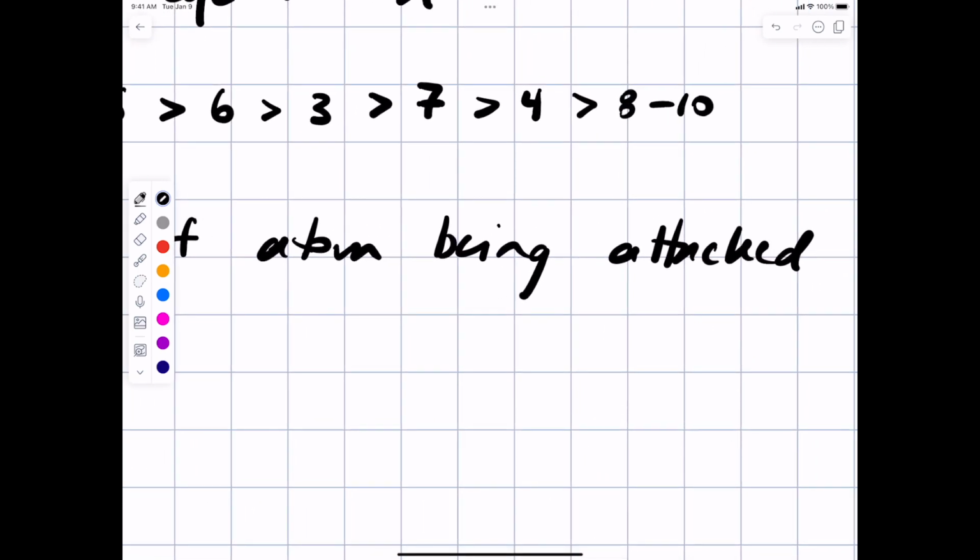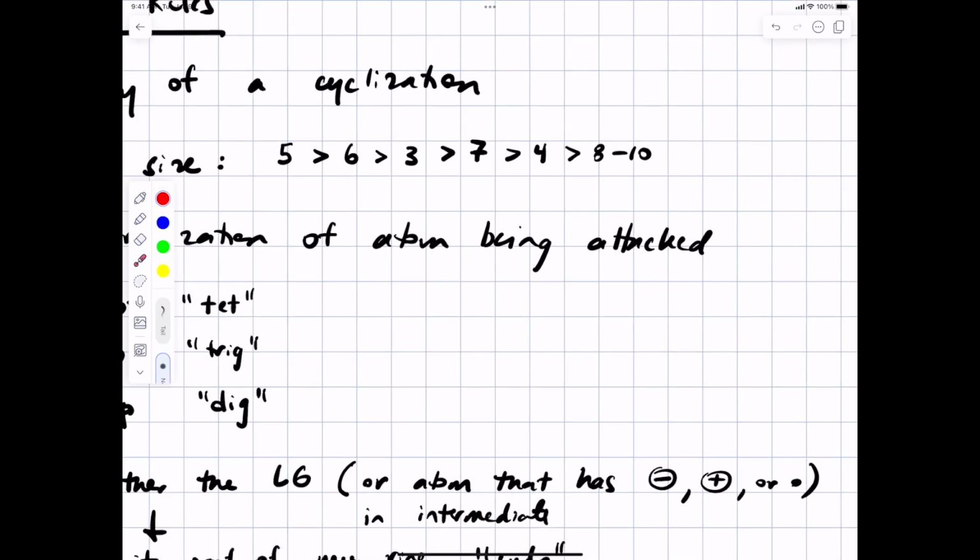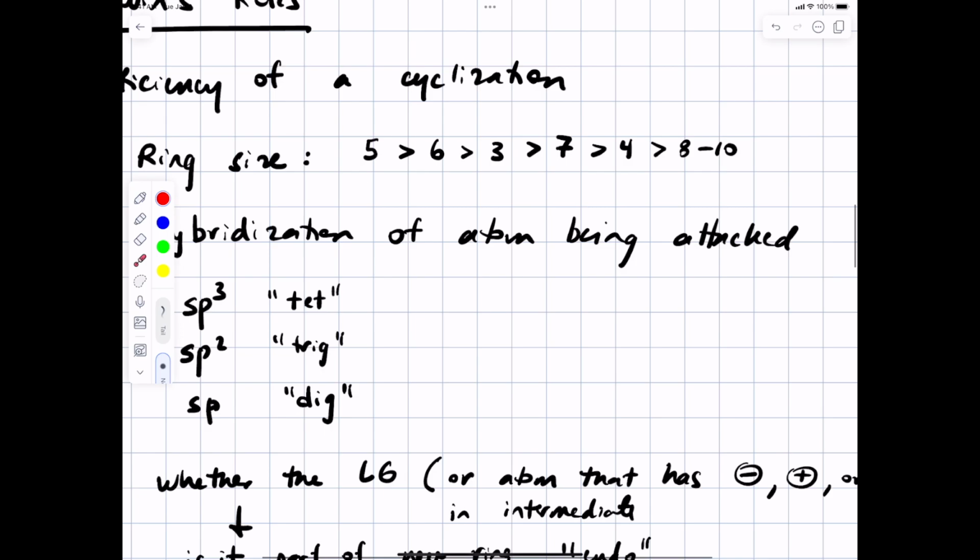And then 8 to 10 is a little bit worse than a 4-membered ring in terms of efficiency. Okay? So again, why is it not consistent? Why are we hopping around all over the place in ring size? These offsetting issues of entropy.